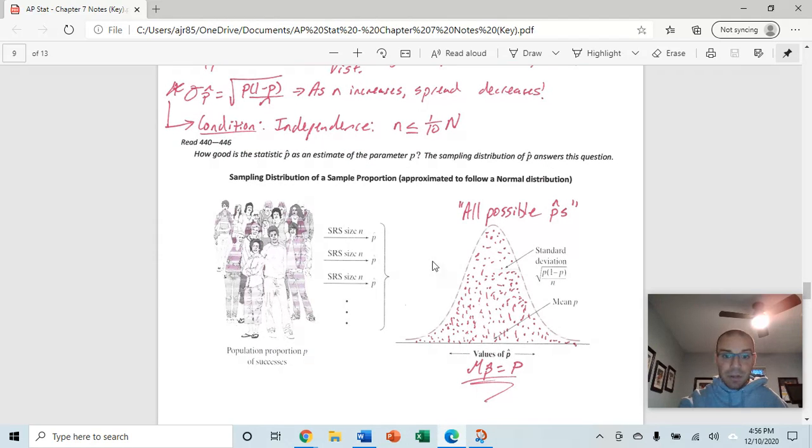To reiterate what the sampling distribution of a sample proportion is, it is all of the possible p hats that we can get. The mean of the sampling distribution is equal to the population proportion, and the standard deviation can be found using the formula here. We'll go through several examples in class, including going more in depth with the Reese's Pieces. I'll see you then.